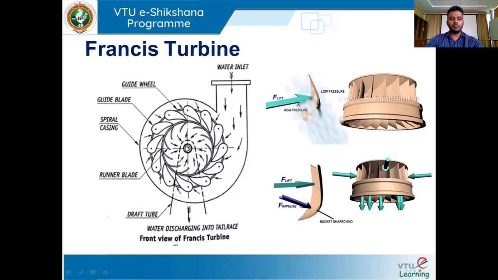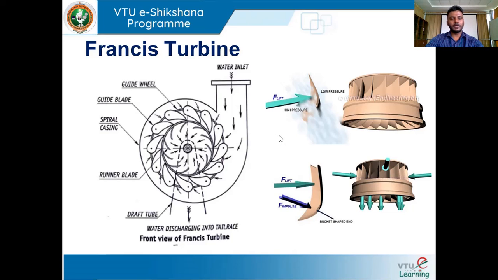In order to prevent that cavitation problem, we make use of another element, that is a draft tube. As you can see in the sketch, the cross section of the draft tube increases as we move outward. One end of the draft tube is connected to the center of the runner and the other end will be submerged in the tail race. So water, after flowing over the runner blade, comes out of the turbine and is made to enter the tail race through the draft tube.